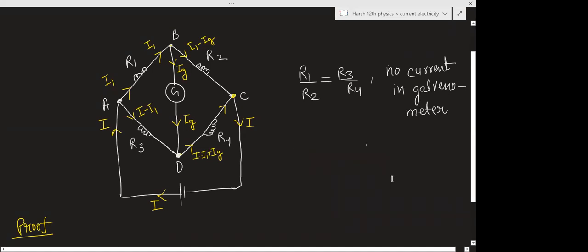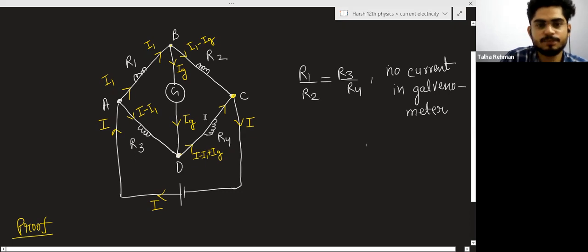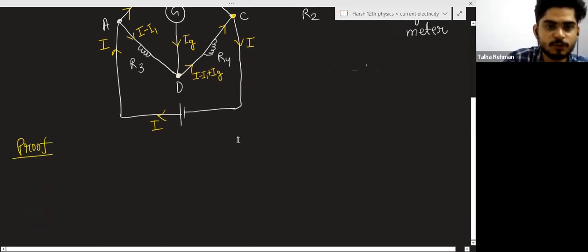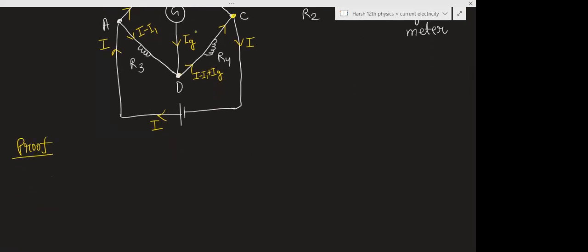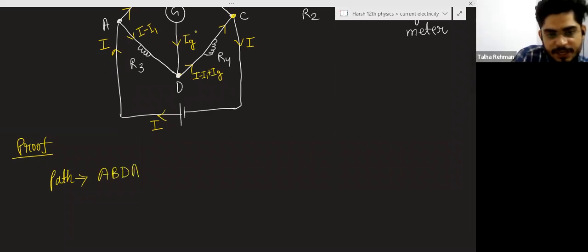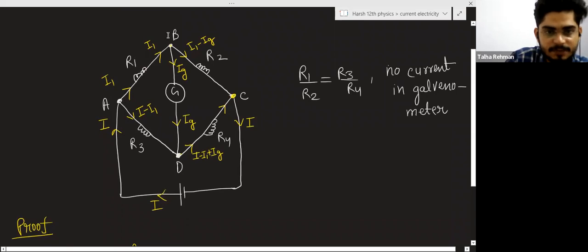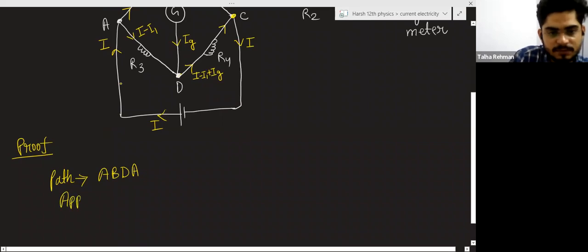But Kirchhoff's current law is not required much. So now we will apply Kirchhoff's voltage law in this loop and in this loop. Now apply Kirchhoff's voltage law in loop ABDA. You are choosing path ABDA, and just apply KVL.